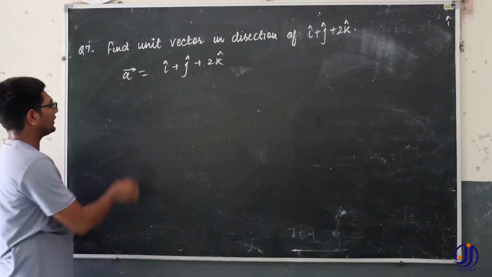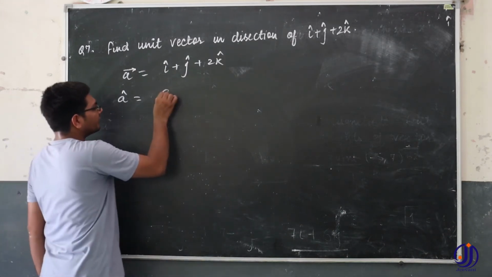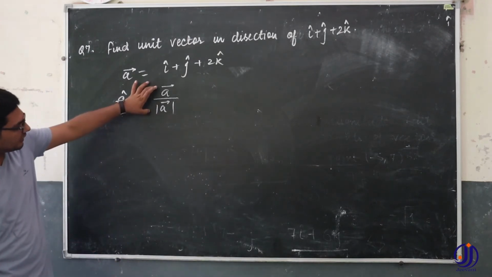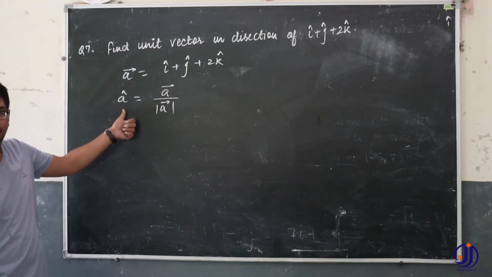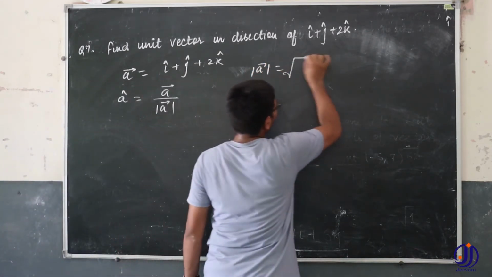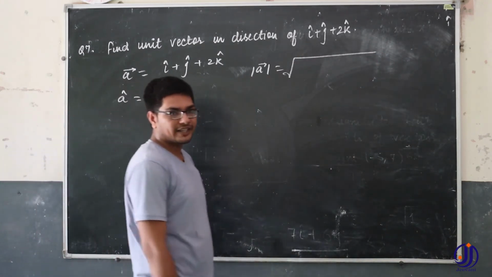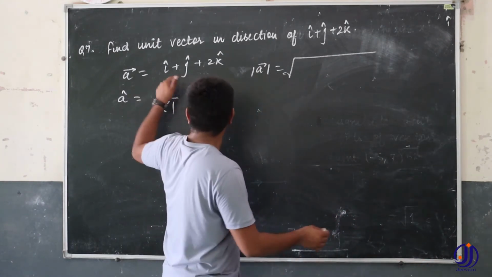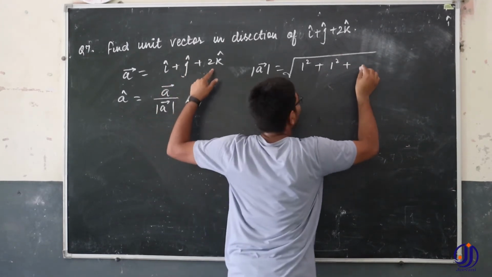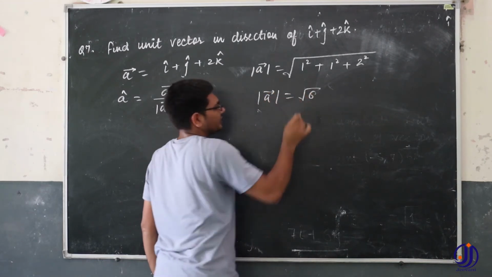Now to find the unit vector, we know that a unit vector is always calculated by dividing the vector by its magnitude. When a vector is divided by its magnitude, we get a unit vector. So what is the magnitude of vector A? You might remember that for calculating the magnitude of a vector, we square the x, y, z components and then add them. So x component is 1 here, y component is 1 here, z component is 2. On solving it, I will get the magnitude of vector A as root 6.